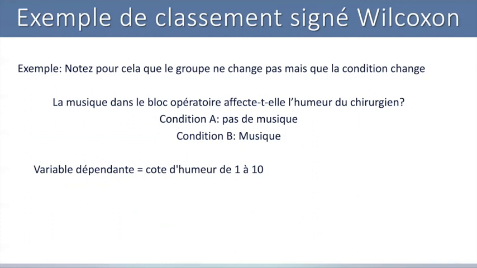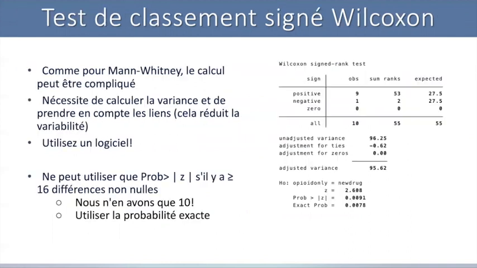Because the dependent outcome measure is a score from 1 to 10, this is an ordinal measure, and so we can't use tests that require normality. Like the Mann-Whitney test, the calculation is pretty complicated to do by hand, so statistical software is used. Like always, we compare the p-value to the pre-chosen critical value to decide whether or not we will accept or reject the null. In this case, the null being that the surgeon's mood is the same in both conditions.